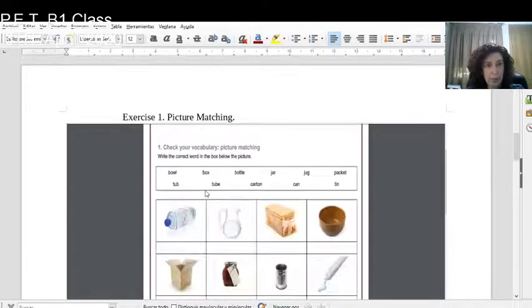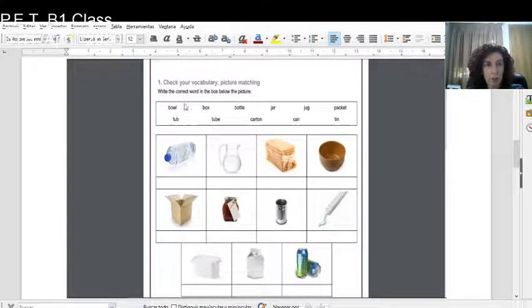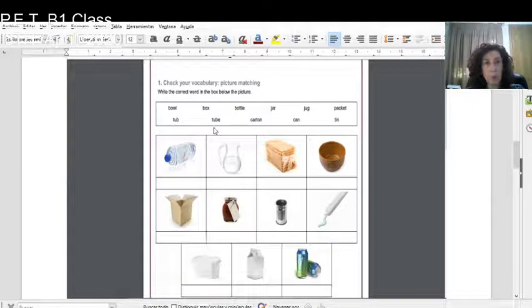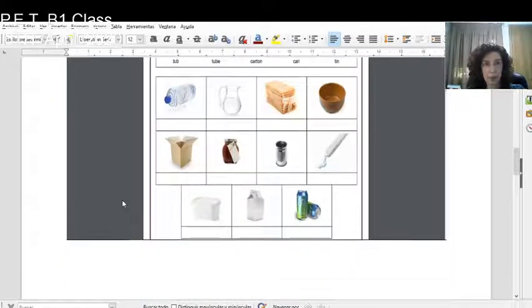Here you have a picture matching. You have containers, and you should match each container with the following vocabulary: bowl, box, bottle, jar, jug, packet, tube, carton, can, and tin. Then pause the video and do it on your own. One minute, and now let's correct.